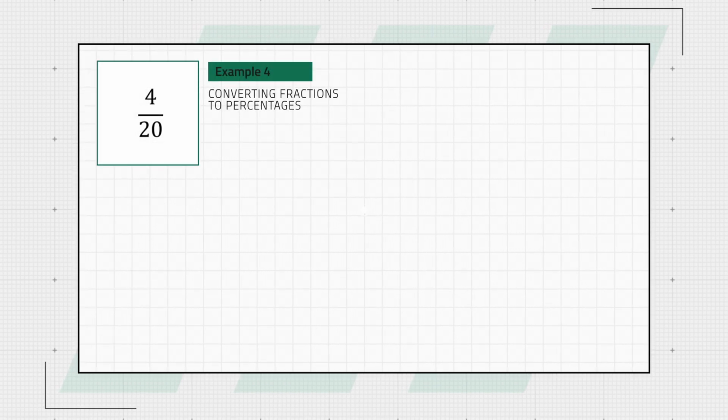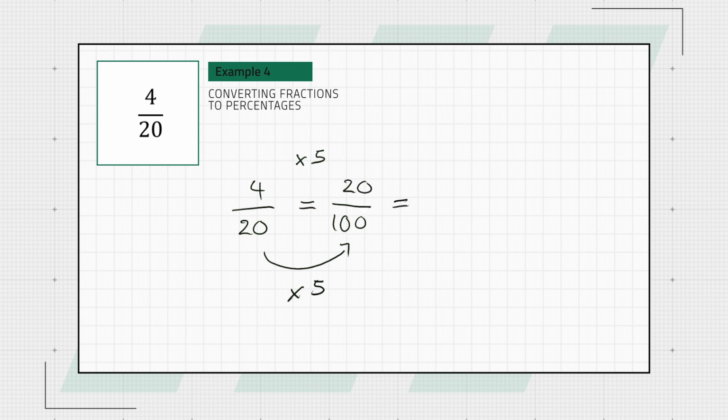Alright, for this one we have 4 out of 20. Again, we want it out of 100, so let's immediately write that in. How do we go from 20 to 100? Well, we multiply it by 5, which means I have to do the same to the numerator. 4 times 5 is 20, so the whole thing ends up being 20%.